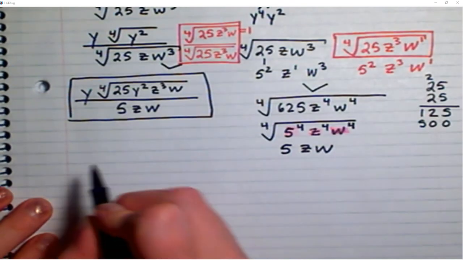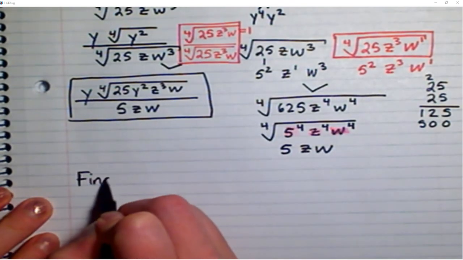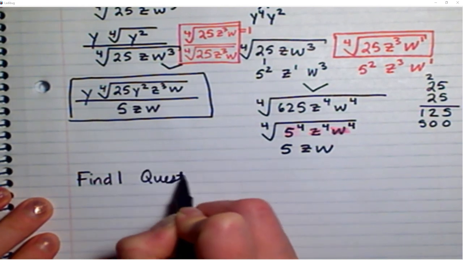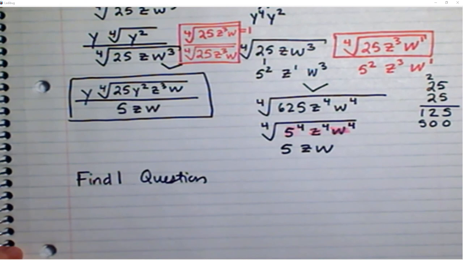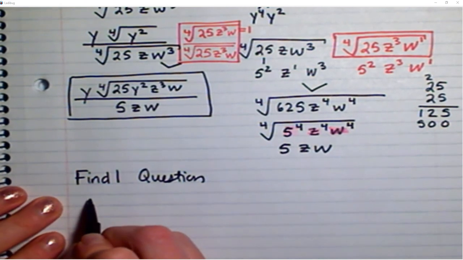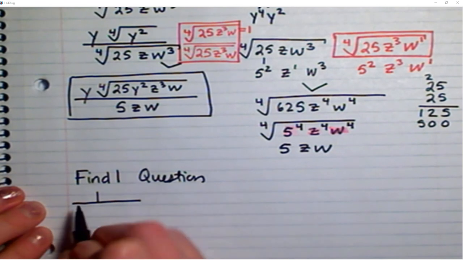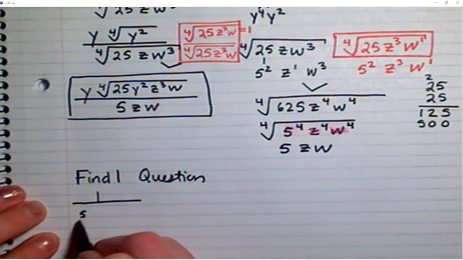Okay, final question. Ooh, final question. Can you tell me what goes in the box in order to rationalize?